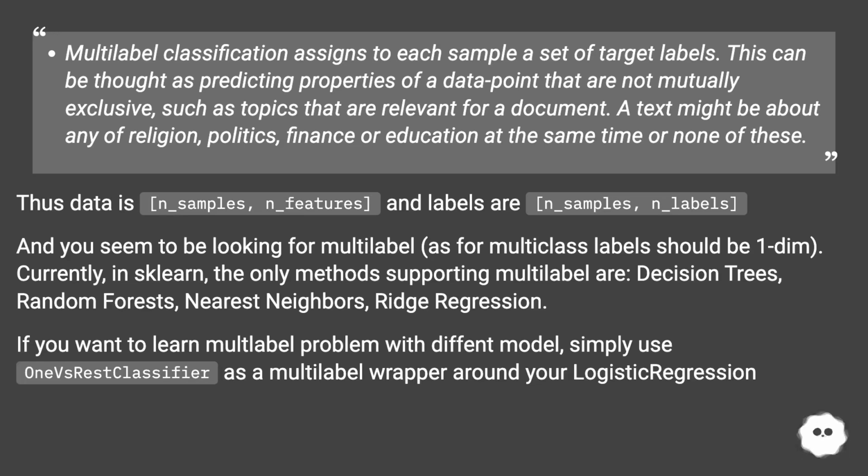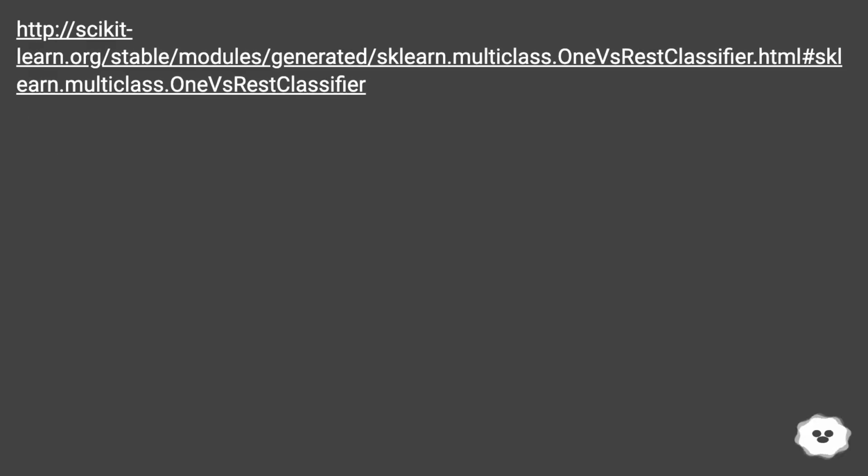And you seem to be looking for multi-label, as for multi-class, labels should be 1-dimensional. Currently, in scikit-learn, the only methods supporting multi-label are decision trees, random forests, nearest neighbors, ridge regression. If you want to learn a multi-label problem with a different model, simply use OneVsRestClassifier as a multi-label wrapper around your logistic regression. See this URL.